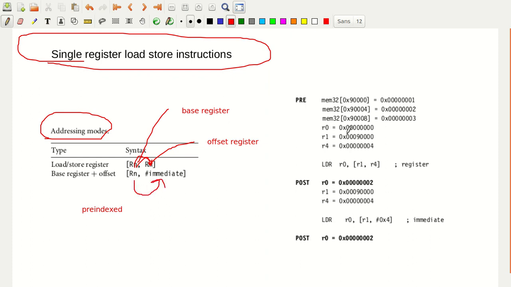So let me actually take one example to make this clear. Here Rn comma Rm means the base register and the offset register. The base register here is R1, whereas the offset register is R4. Okay, so R1, R4.